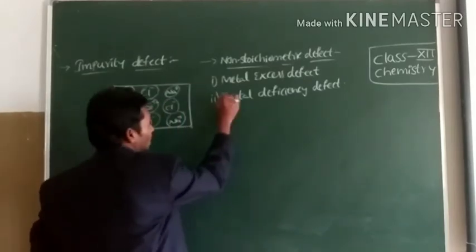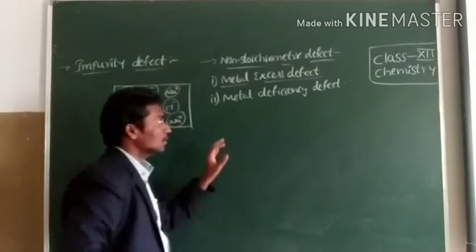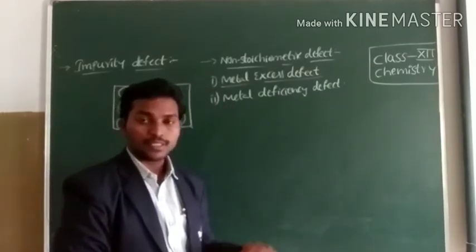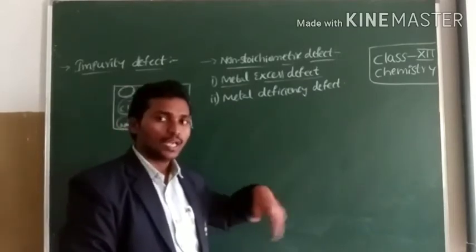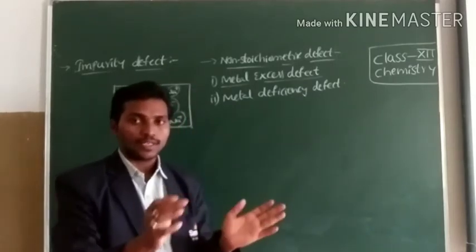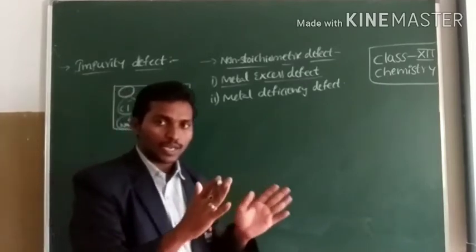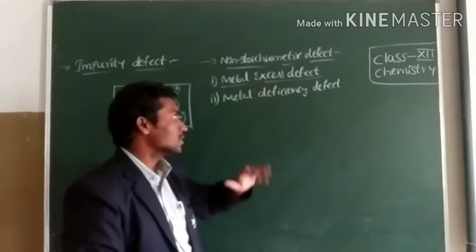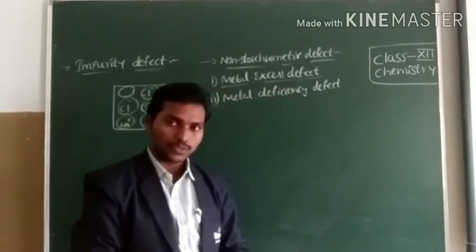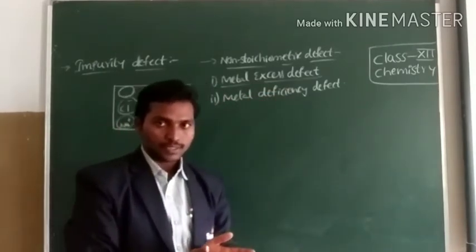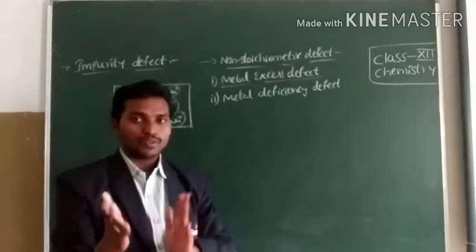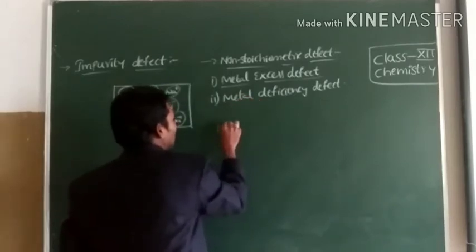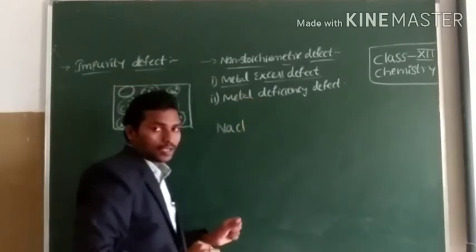First one, metal excess defect. How does metal excess defect arise? This metal excess defect arises due to anionic vacancies. When the crystal contains fewer anionic sites in the crystal lattice, then this metal excess defect arises. We know that ionic solids contain equal numbers of cations and anions. For example, sodium chloride. It is an ionic solid.